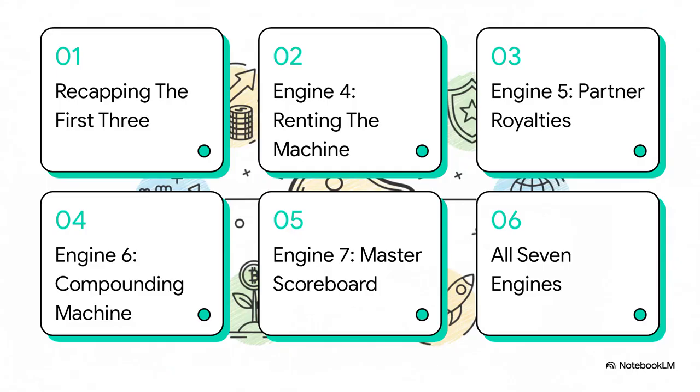Let's do it. So here's the game plan. We'll do a super quick recap, then jump straight into Engine 4, renting the machine. After that, we'll hit Engines 5 and 6, and then the big one, Engine 7, the master scoreboard. And finally, we'll put it all together.